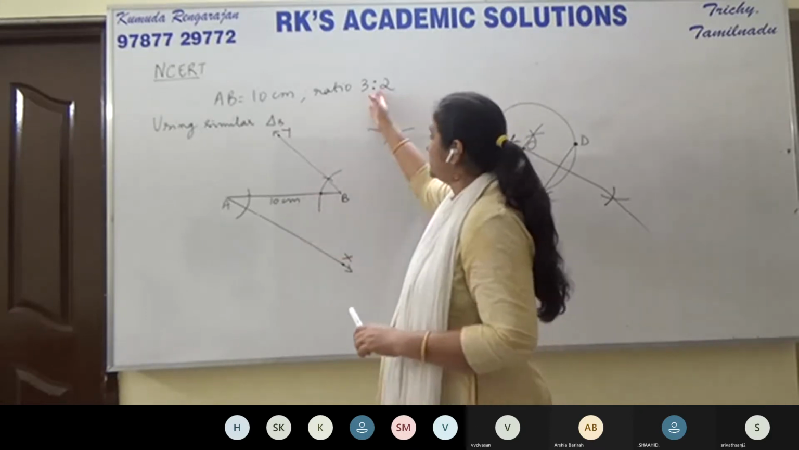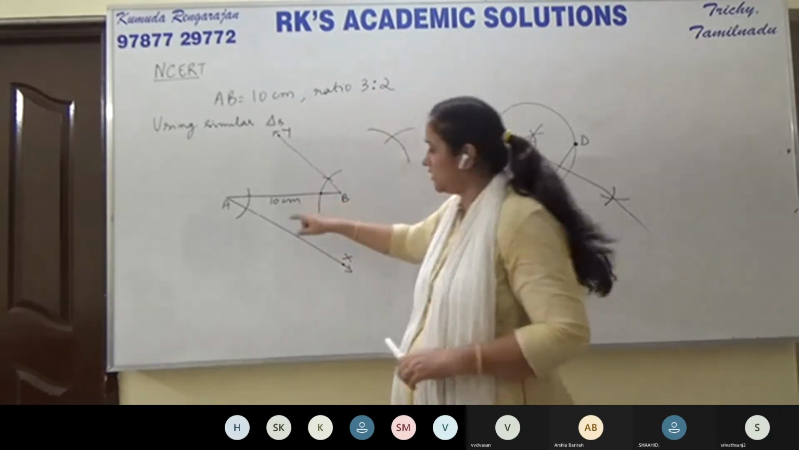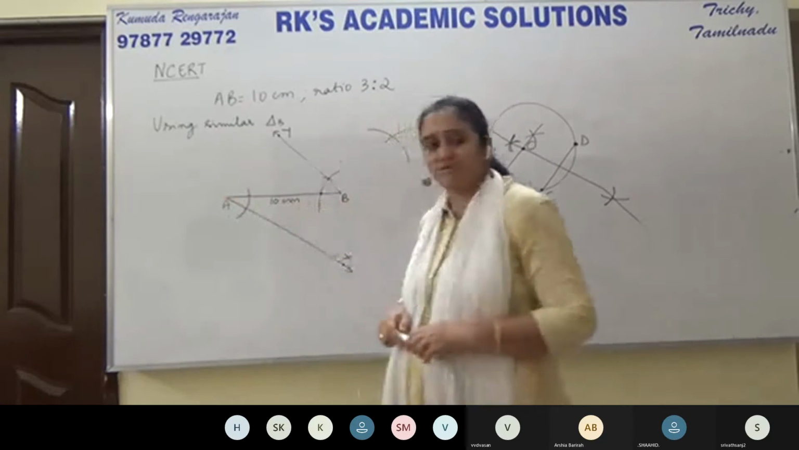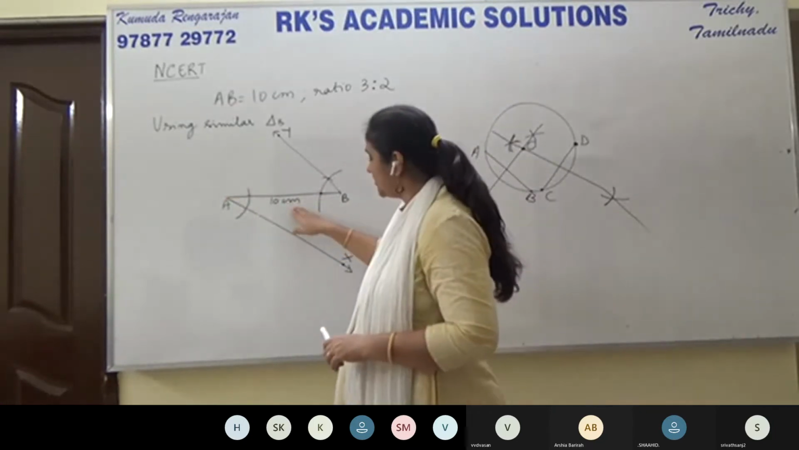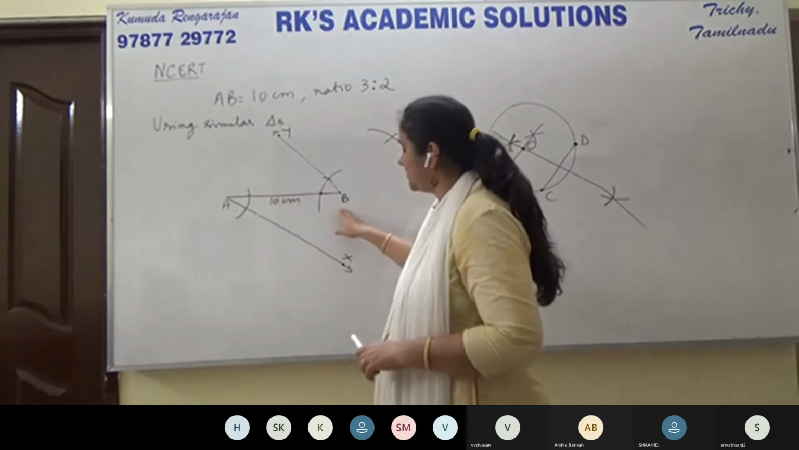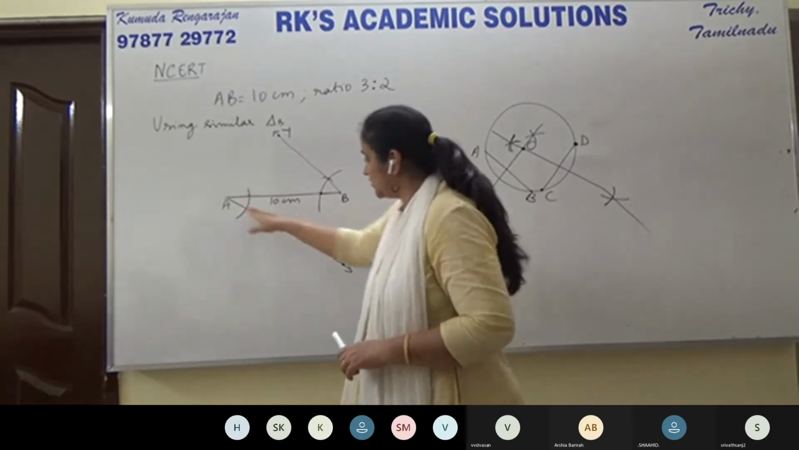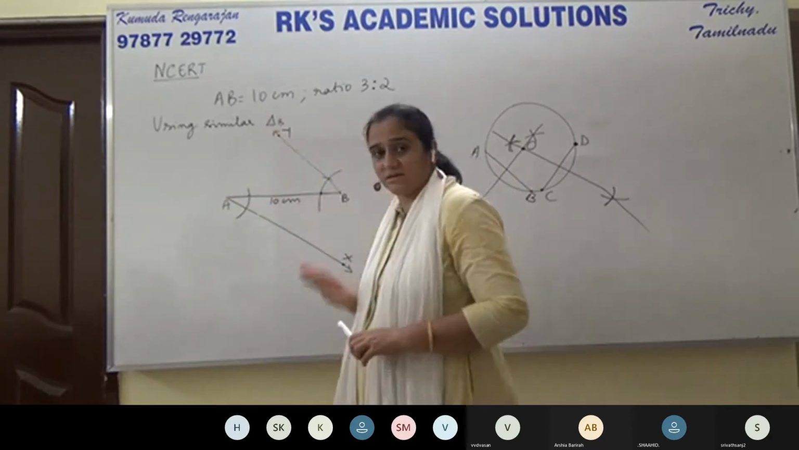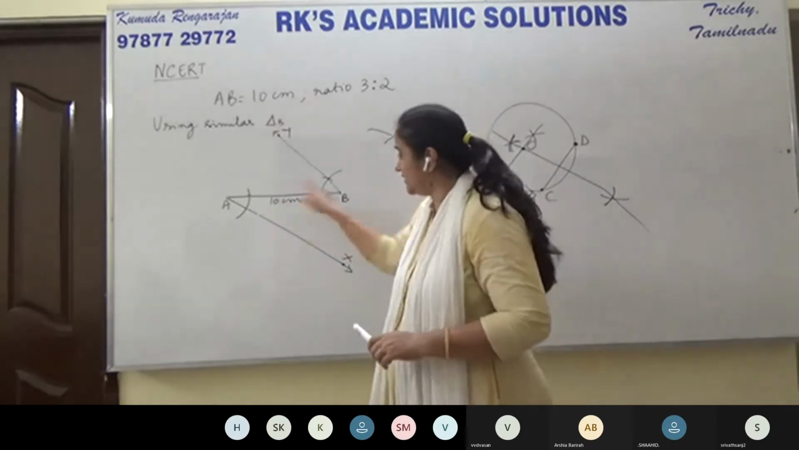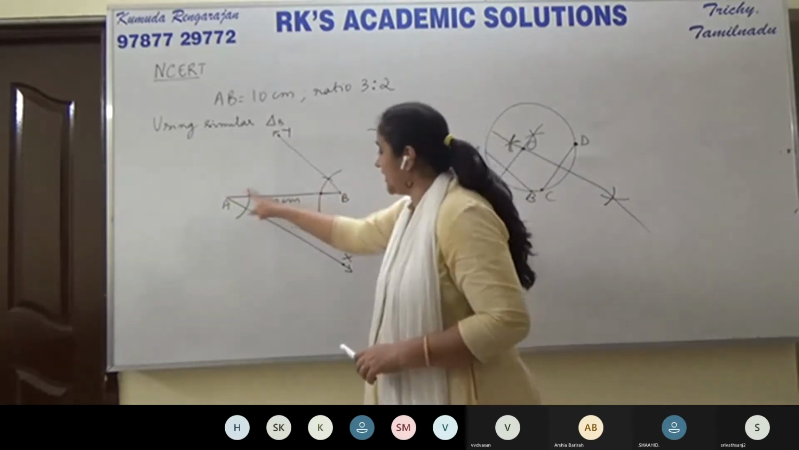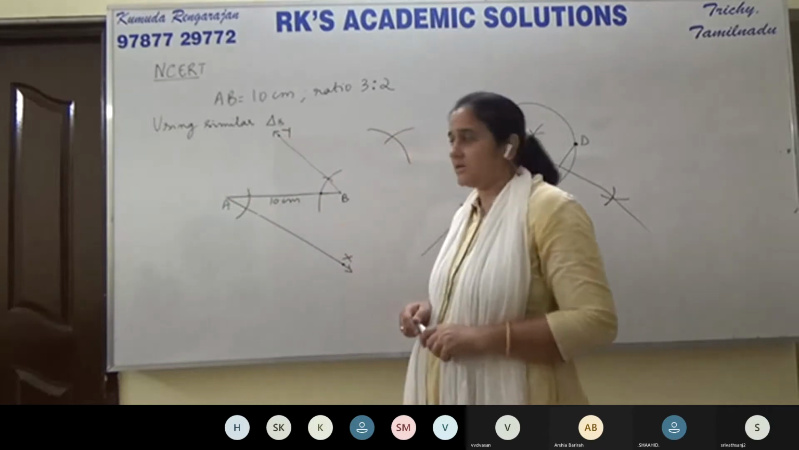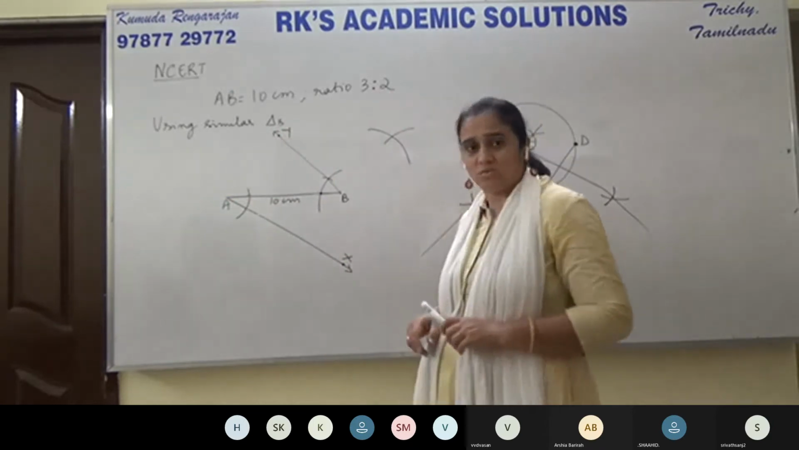See, so far we did not even see the ratio. We only took up the line segment AB, which measures 10 centimeters. Now do this preparation. After taking the line segment AB equal to 10 centimeters, you need to get this ray AX and BY. And you know that these 2 angles are equal. That is, angle BAX is equal to angle ABY. Now the ratio is 3:2.